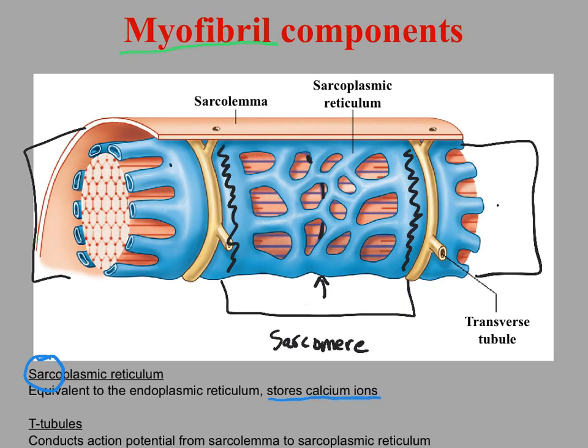So inside of this blue structure that you see, imagine millions upon millions of calcium ions. Calcium ions are vital for muscle contraction. Without enough calcium ions, muscle contraction cannot occur. The other thing that you see here is what we call the transverse tubules, or T-tubules.